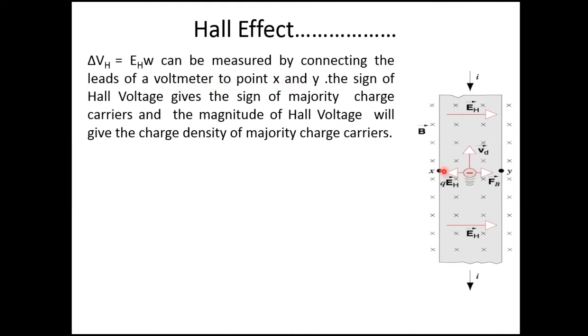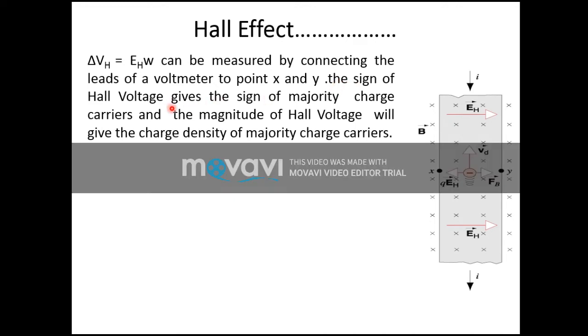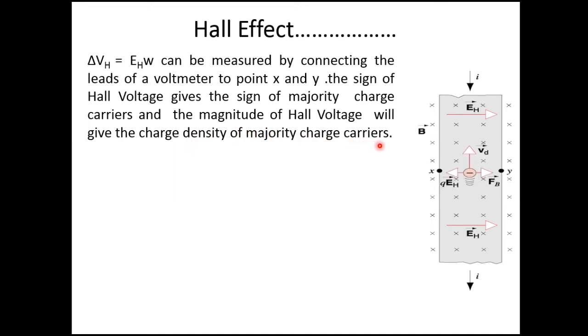So here you can measure the Hall potential difference by connecting your voltmeter at X and Y. Now what is most important here is that the sign of the Hall voltage gives the sign of the majority charge carriers, and the magnitude of the Hall voltage will give the charge density of majority charge carriers.